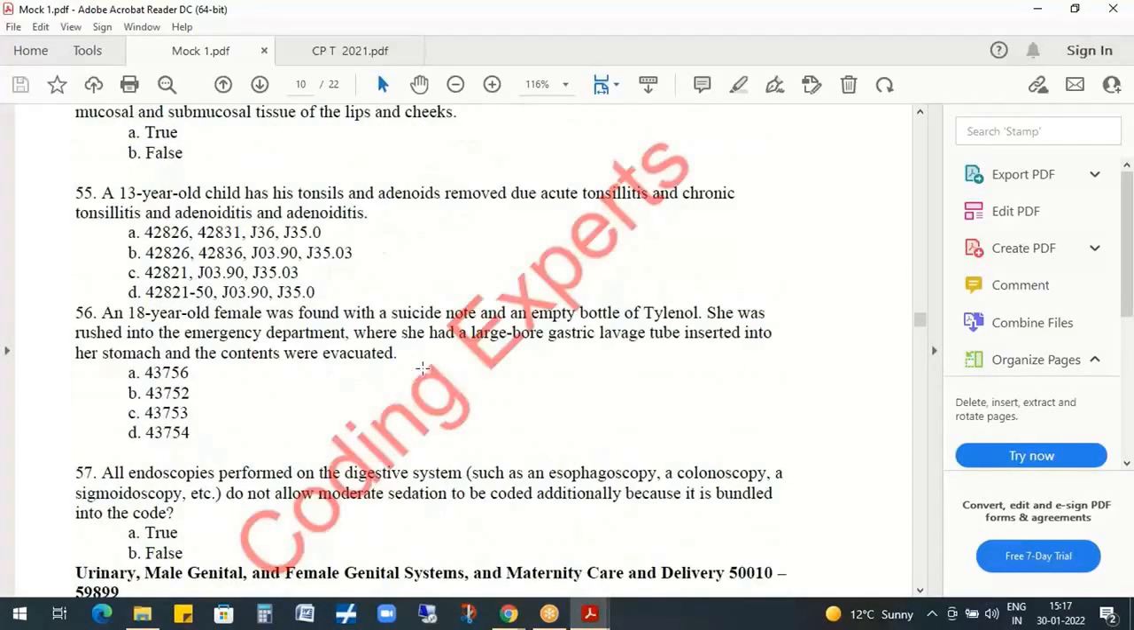Can you explain the difference between Excludes 1 and Excludes 2 again? Excludes 1 means those two conditions will never be coded together. From the two, only one code you need to code. Excludes 2 means both the conditions can be coded together. Thank you. Okay.